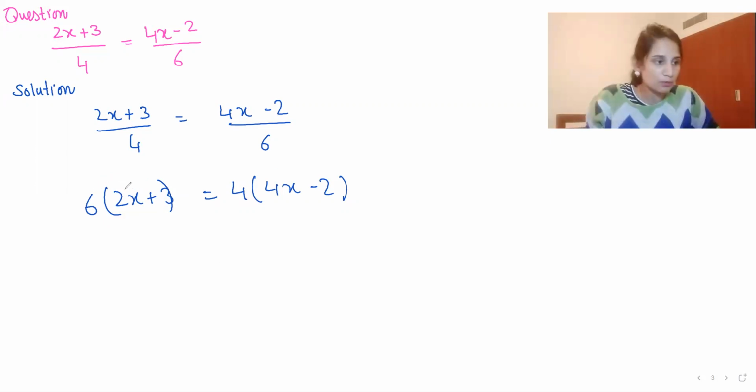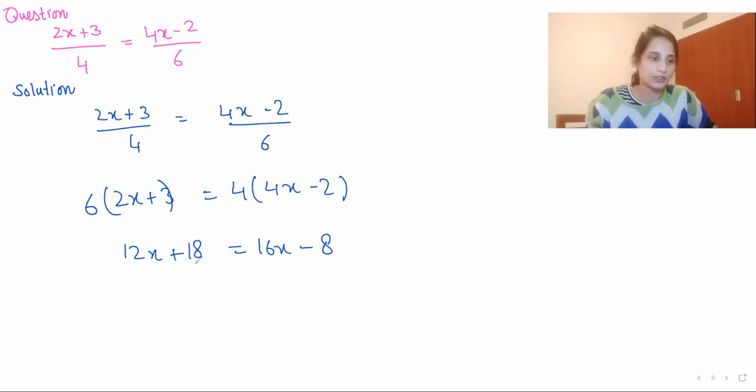6 multiplied by 2x would be 12x, and 6 multiplied by 3, 6 threes are 18, and plus plus are plus. So 4 fours are 16x, minus plus minus 4 twos are 8.